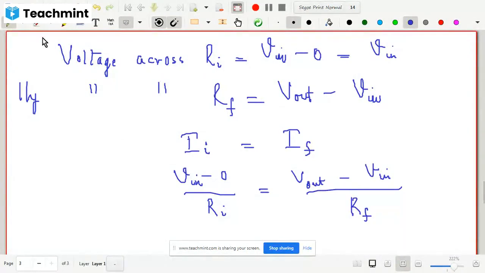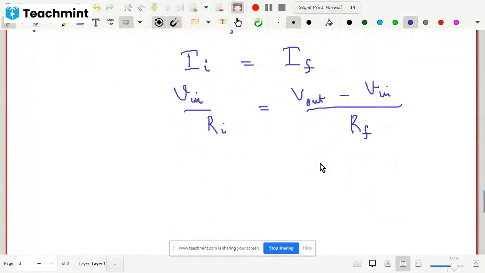So from this expression, this 0 part will cancel out. So it will be just V in minus V in divided by Ri. And here you have V out by RF minus V in by RF. So if you do some simplification here, maybe I will not be showing you each and every step. You can calculate that actually.